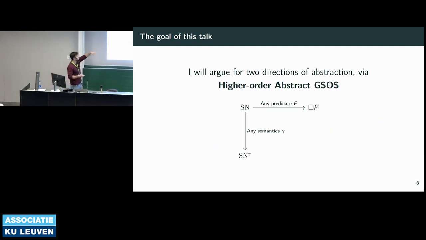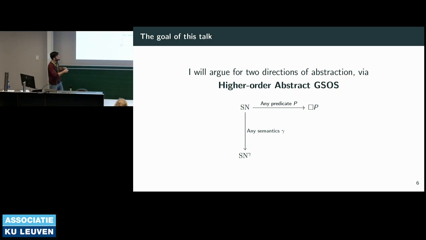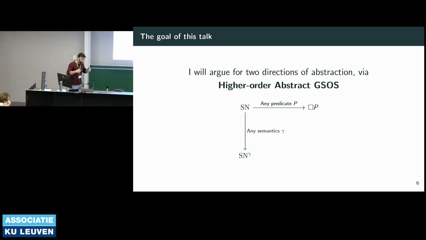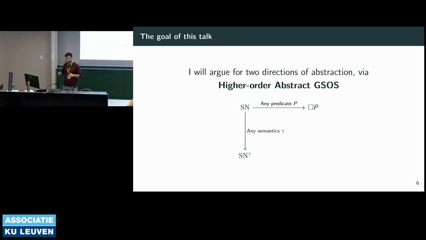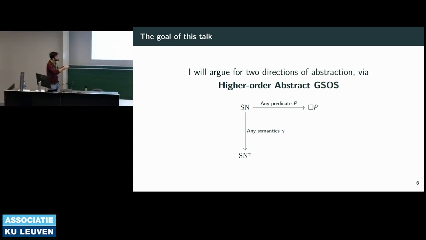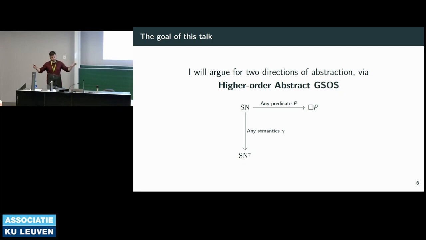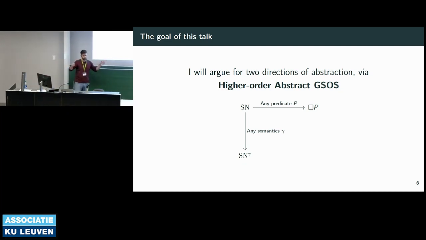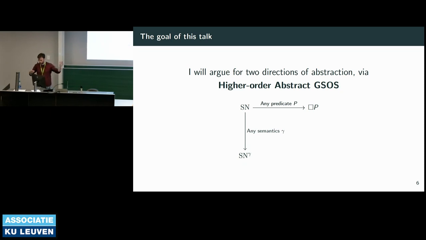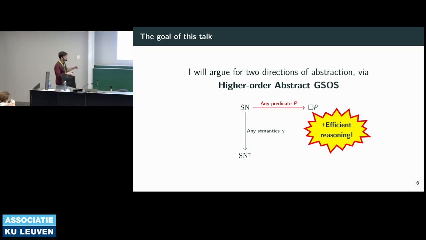All right. So this is the topic. Using higher-order abstract GSOs, I'm going to abstract the method of logical predicates in two directions. First of all, we're going to abstract over any predicate P, and specifically for the lambda calculus, see how much more efficiently we can reason if we did the thing systematically. And then we'll forget about the operational semantics altogether. We will just consider any old language, any old operational semantics, anywhere, and see that we're going to get efficient reasoning. Actually, also over here, the efficient reasoning applies, but we'll start with the upper part.